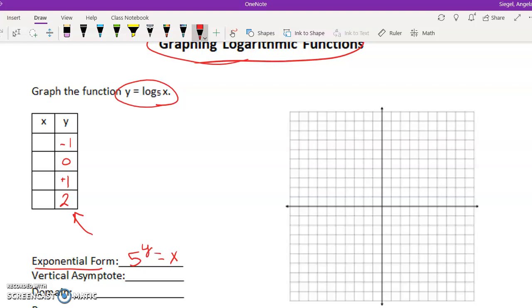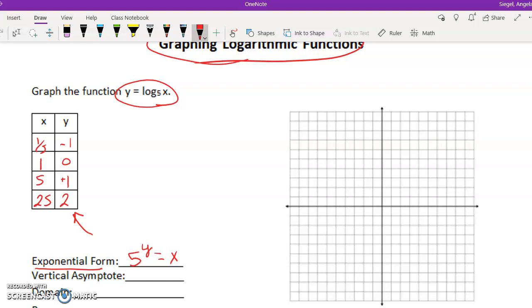So 5 to the negative 1 power is 1/5. 5 to the 0 power, anything to the 0 power is 1. 5 to the first power is 5. 5 squared is 25.